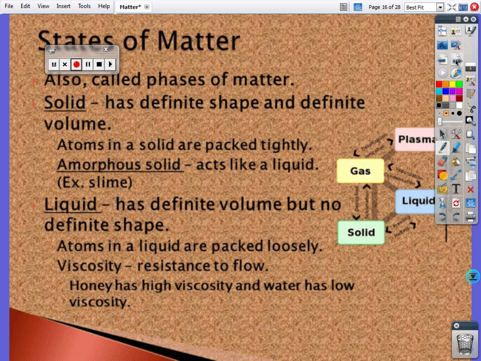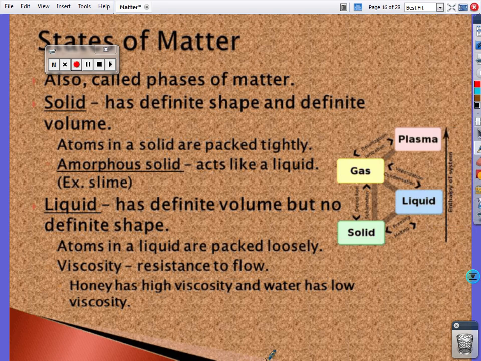All right, states of matter. It says also called the phases of matter. A solid has a definite shape. It doesn't change its shape just by sitting there. It stays the same and has a definite volume. The atoms are all tightly packed. That's the reason you can't put your hand through a solid. An amorphous solid would be the only one that can change its shape. So it acts like a liquid. It morphs itself into a different shape. Your example would be slime, jello, things like that.